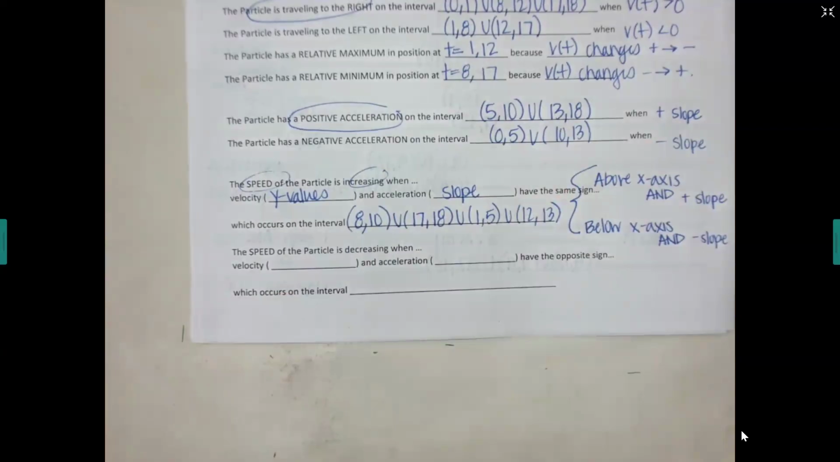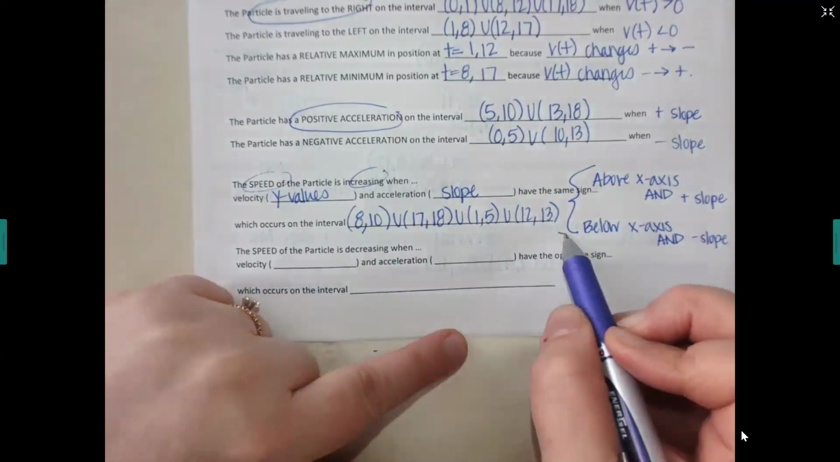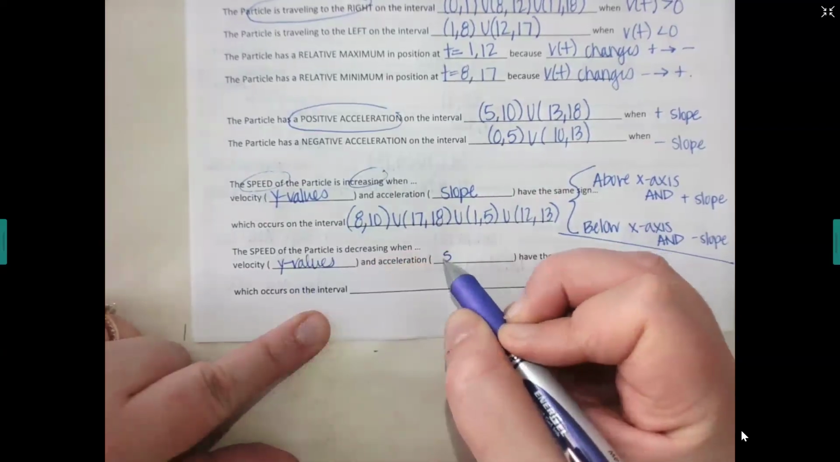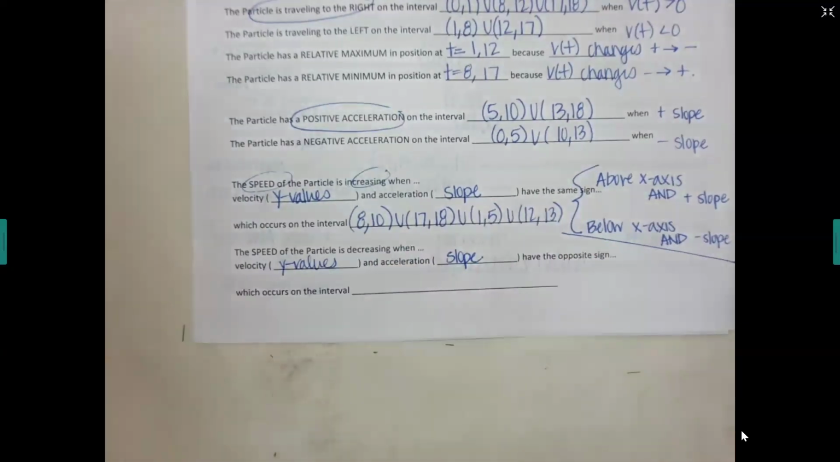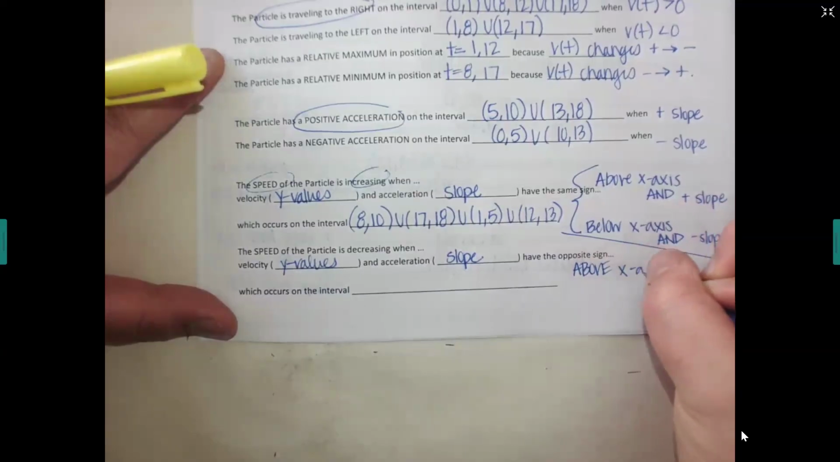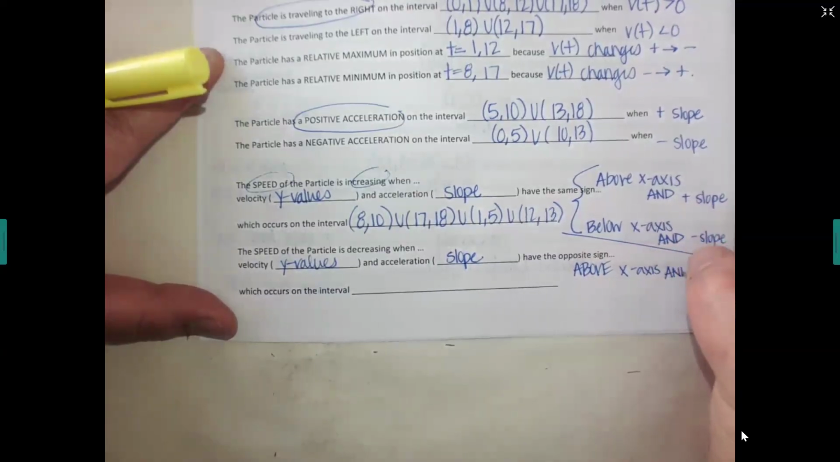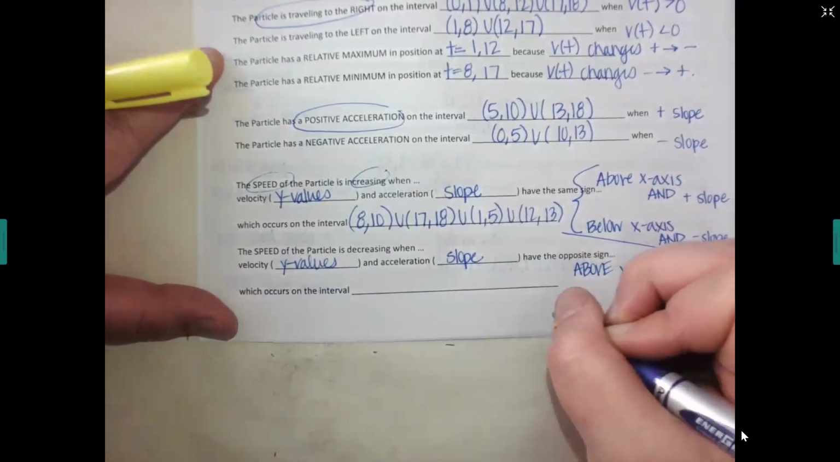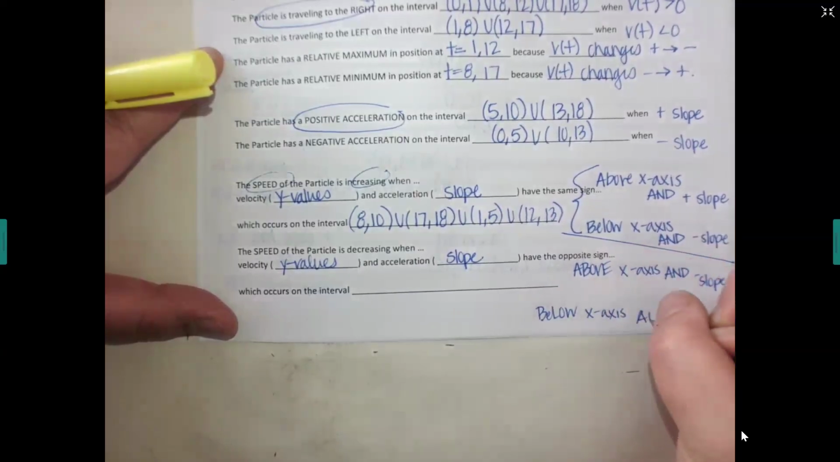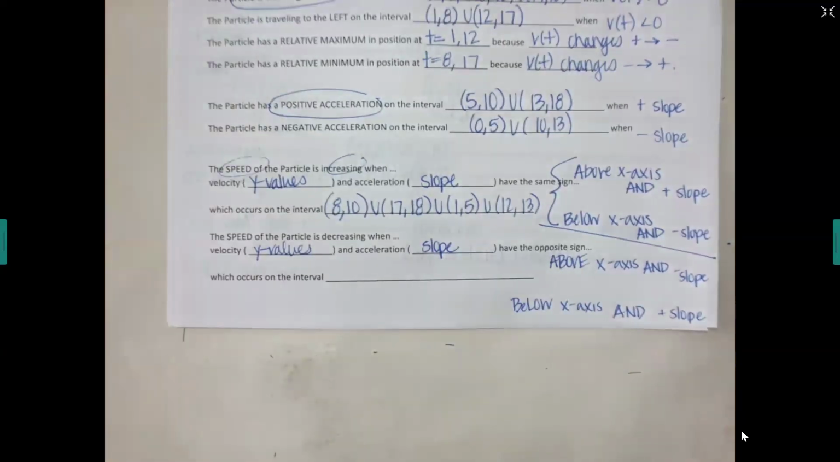Okay, conversely, the speed is going to be decreasing when you have the opposite combination. So for a decreasing, you would need the y values and the slope to be opposite signs. So your possible combinations would be above the x-axis and a negative slope, or below the x-axis and a positive slope. But you would need them to be opposites for slowing down or speed decreasing.